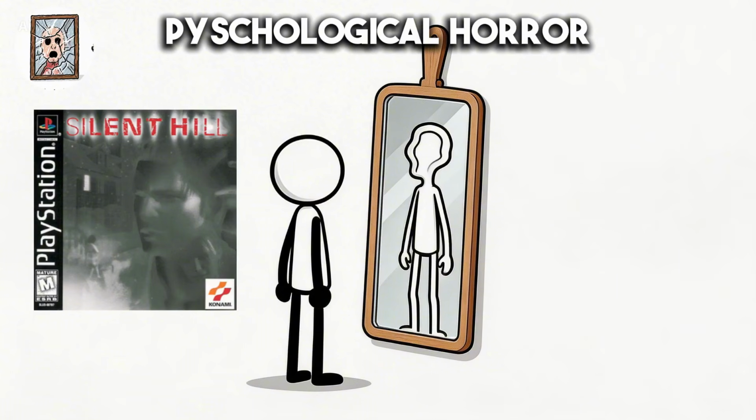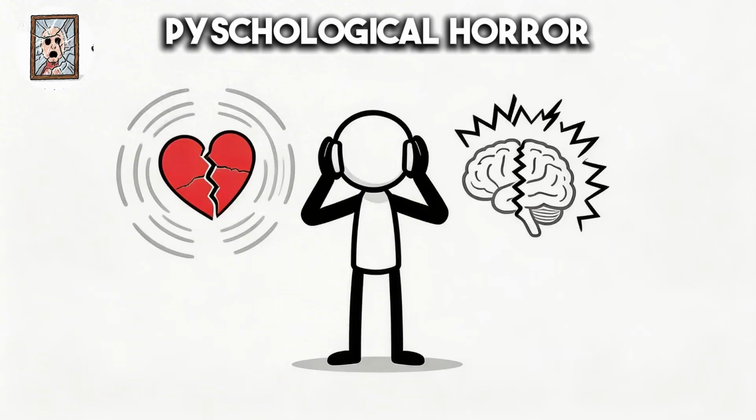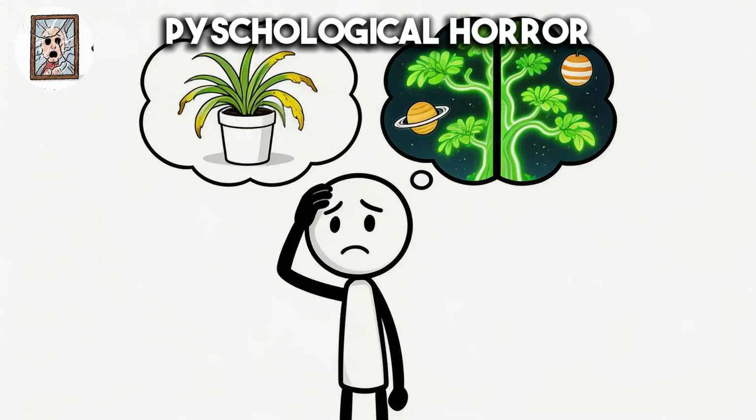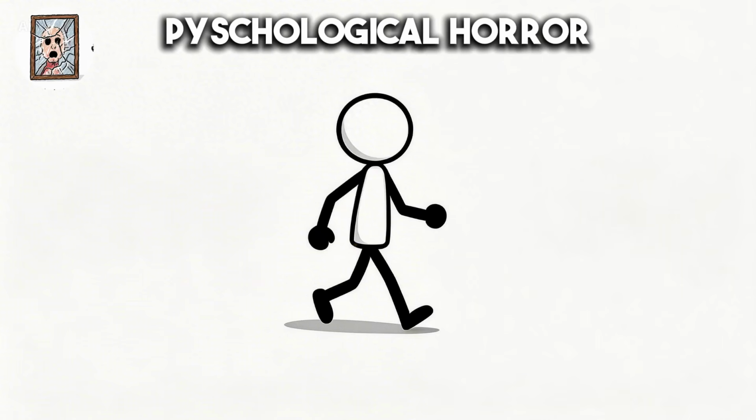Silent Hill helped define this approach, focusing on themes like guilt, trauma, and identity. Players are left questioning what is real and what is imagined. The experience lingers longer because it taps into deeper, more personal fears rather than simple jump scares.